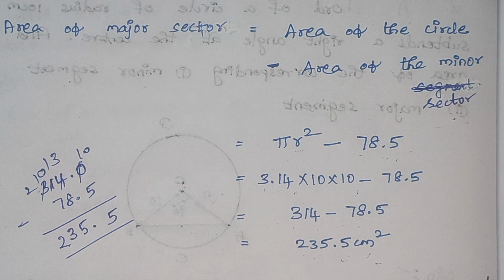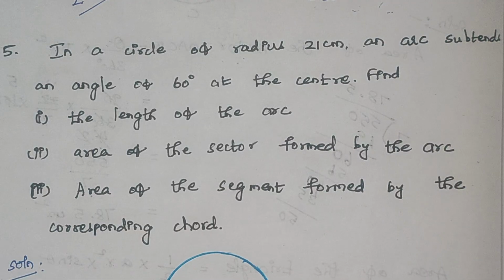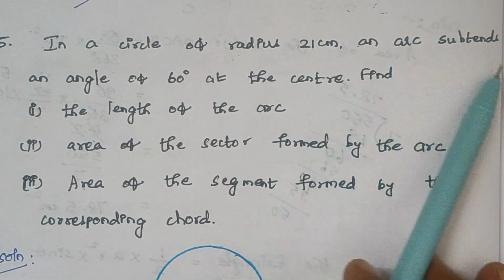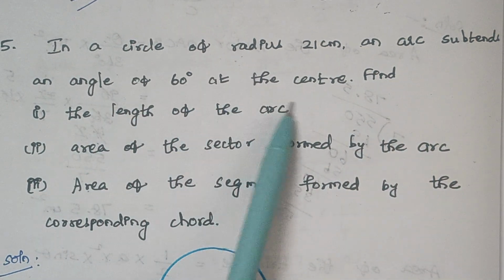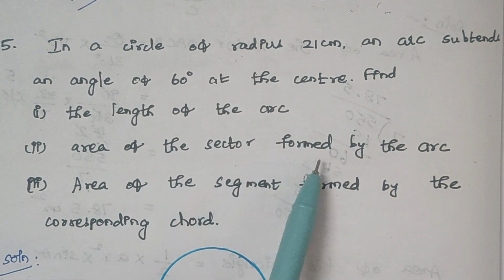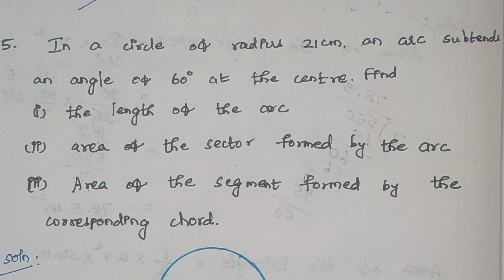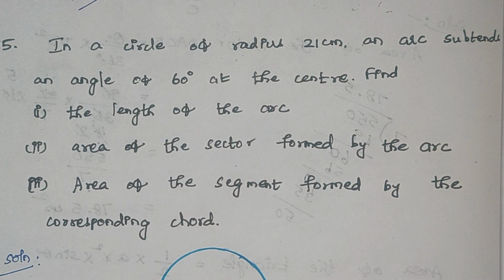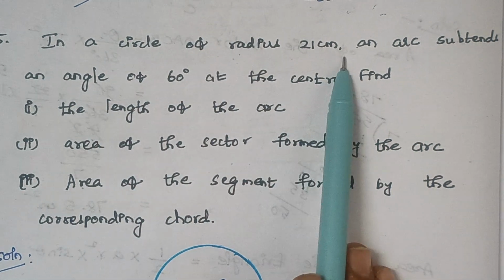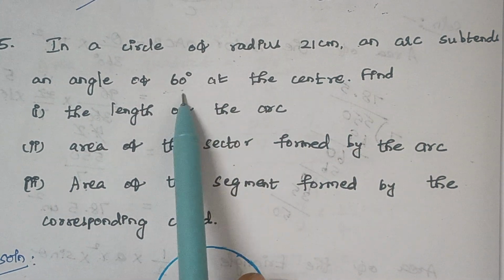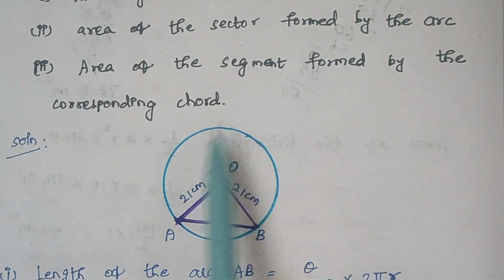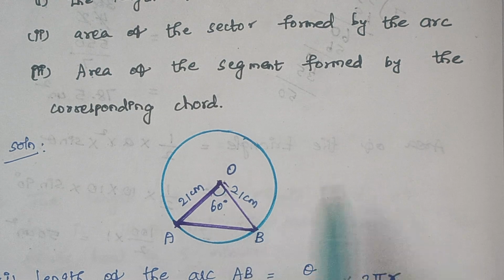Right. Now we will proceed with our problem number 5. So in a circle of radius 21 centimeter, an arc subtends an angle of 60 degree at the center. Find the length of the arc, area of the sector formed by the arc, area of the segment formed by the corresponding chord. Okay. So here first the given data are we are having a circle and radius is 21 centimeter and they subtend an angle of 60 degree at the center. Right. So just draw the diagram. Right, we are having a circle, we are having radius and an angle 60 degree.